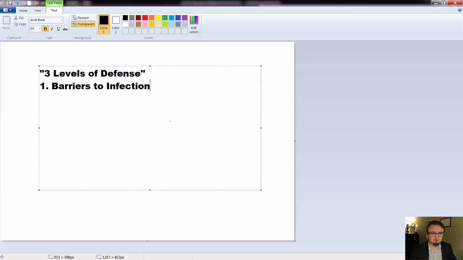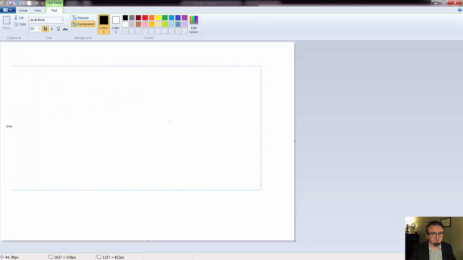So barriers to infection. I always like to put a little side note below each one of these, and I like to just refer to this as AMP, anatomy and physiology, as it has to do with the natural, as I mentioned, anatomical and physiological structures your body uses. Again, not technically part of the immune system. Okay, so speaking technically, this is not actually part of that system.